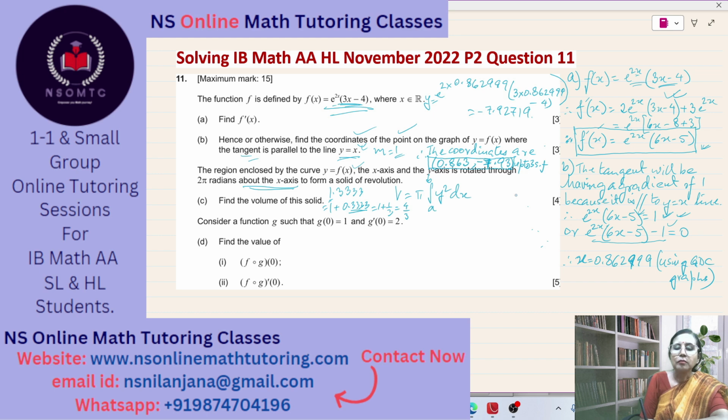Clear? So the upper limit is 4 over 3. Let me write the expression over here: pi times the integral from 0 to 4 over 3, and y is e to the power of 2x times (3x minus 4), whole square, dx. Okay. So this is actually the part C working.